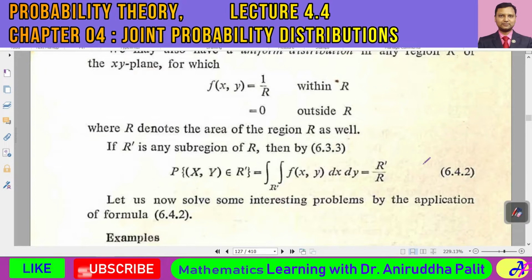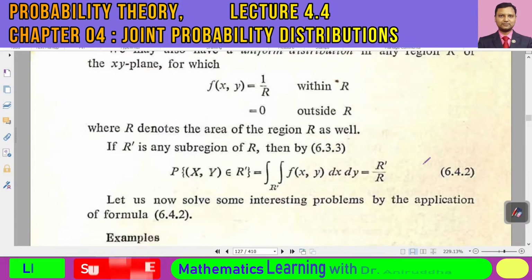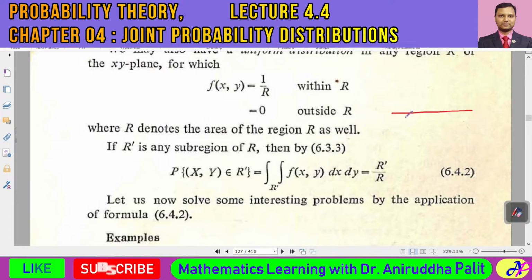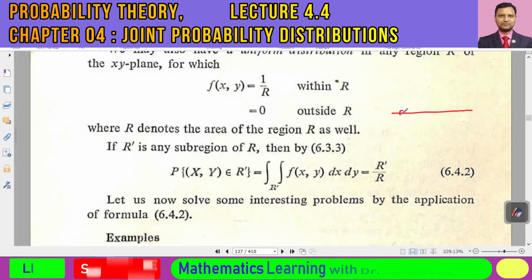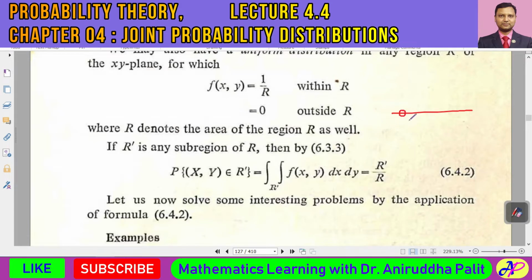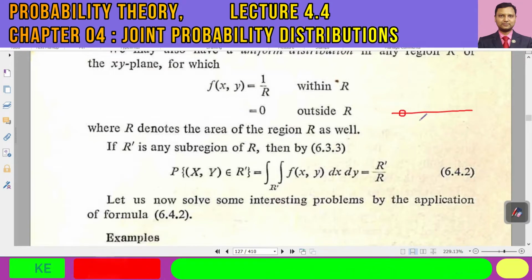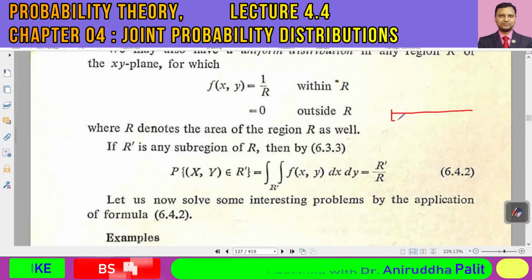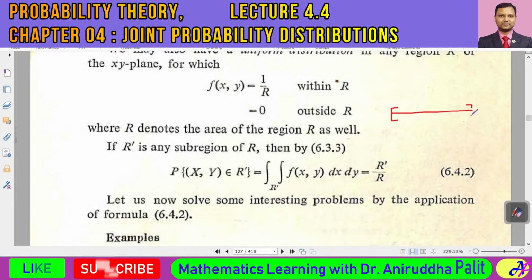Now the question is, in what kind of cases do we obtain this uniform distribution? Mostly, in case of one-dimensional distribution, we discussed that if in an interval we randomly choose a point, then that point forms a rectangular distribution. Say we consider this kind of interval, maybe an open interval or a closed interval, whatever you consider.